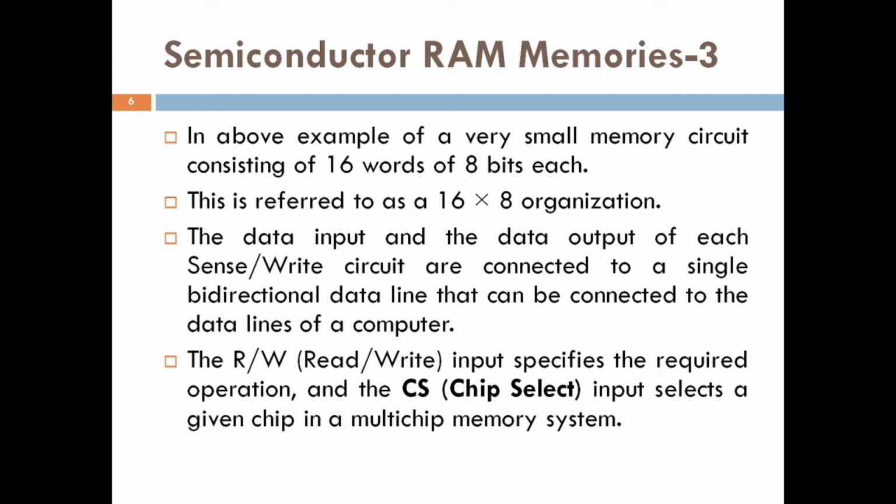Now the data input and the data output of each sense or write circuit are connected to a single bidirectional data line that can be connected to the data bus of a computer. Two control lines, read or write bar and CS, that is the chip select control signal, are provided in addition to the address and data lines. The read or write input specifies the required operation, and the chip select input will select a given chip in a multi-chip memory system. This I'll discuss later, right?